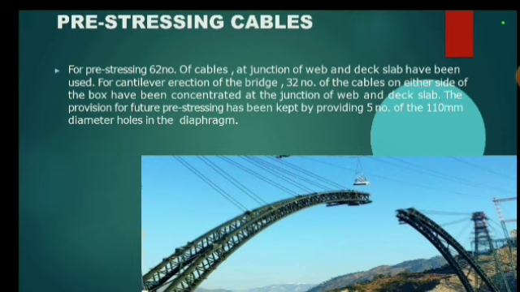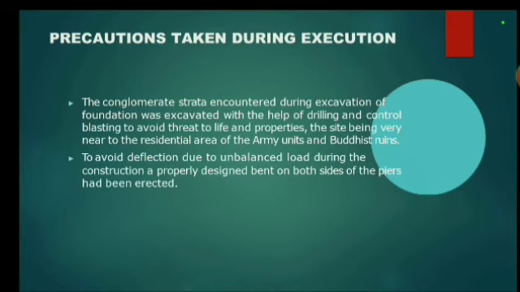Pre-stressing cables. For pre-stressing, 62 numbers of cables at the junction of web and deck slab have been used. For cantilever erection of the bridge, 32 number of cables on either side of the box have been concentrated at the junction of web and deck slab. The provision for future pre-stressing has been kept by providing 5 number of 110 mm diameter holes in the diaphragm.